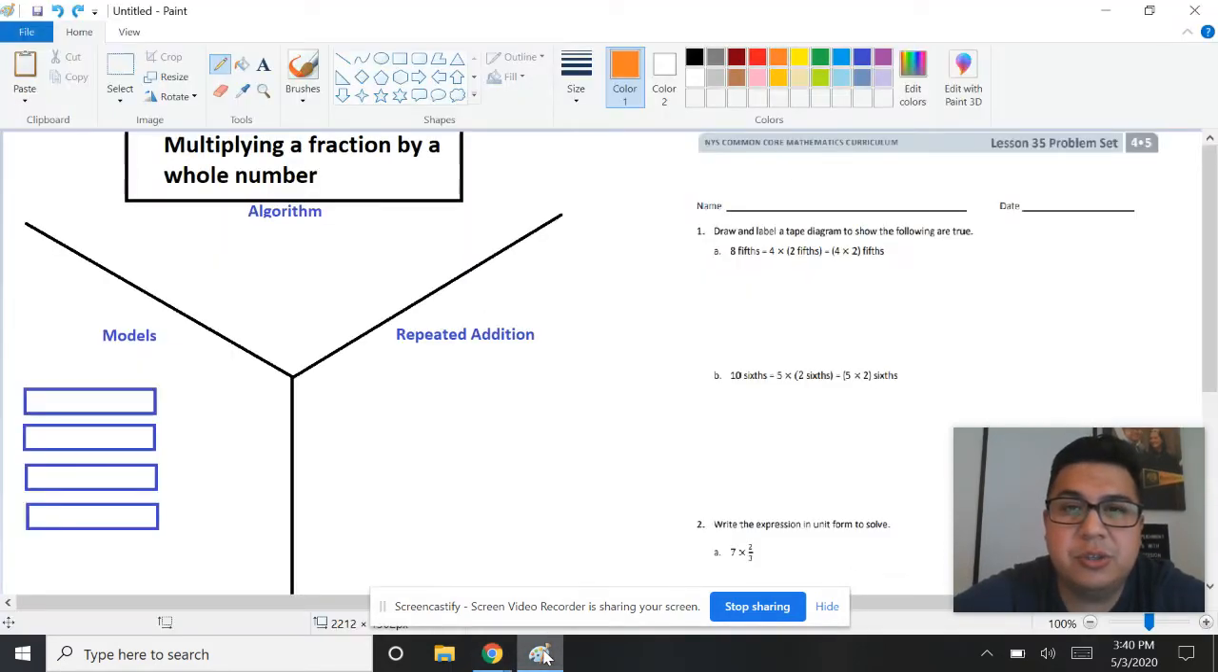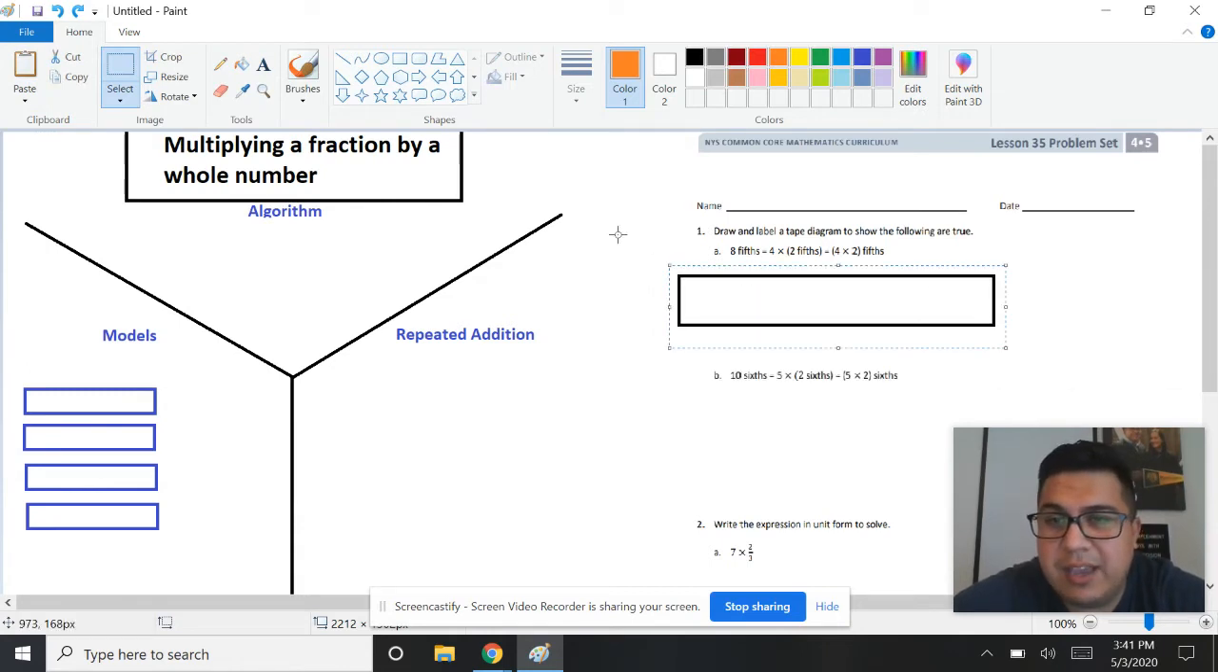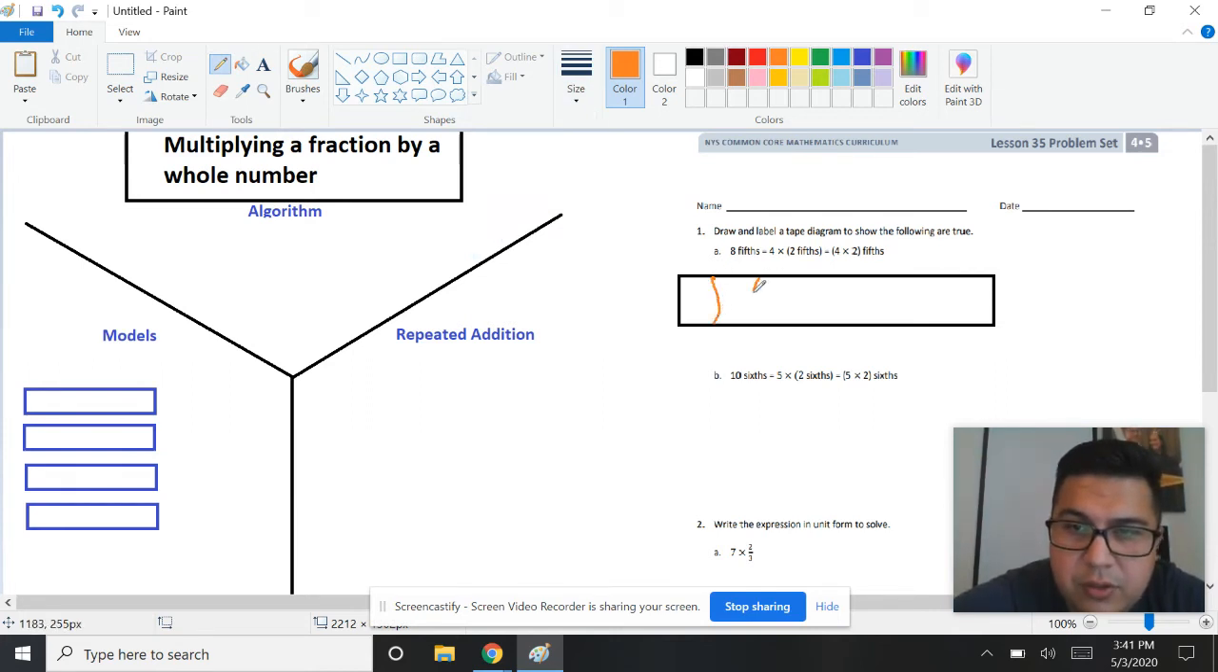Let's go ahead and move forward to our problem set for Engage New York. The first question you have is to draw a tape diagram to show the following is true. So if we're drawing a tape diagram, it's going to look something like this. And we need to do 8/5. So 8/5, if we need 8 pieces, 8 units, then we need to make 7 lines. So let me go ahead and start making 7 lines on here. We're gonna go 1, 2, 3, 4, 5, 6, 7.